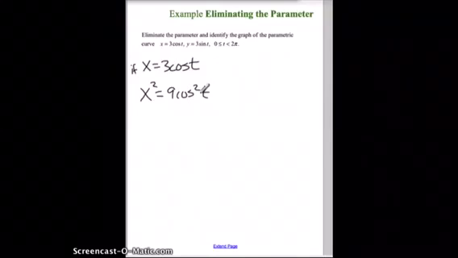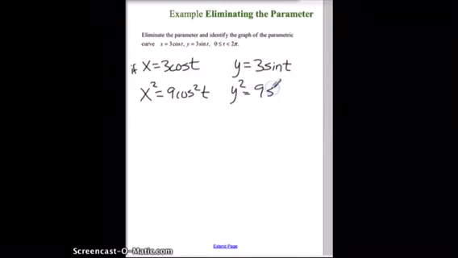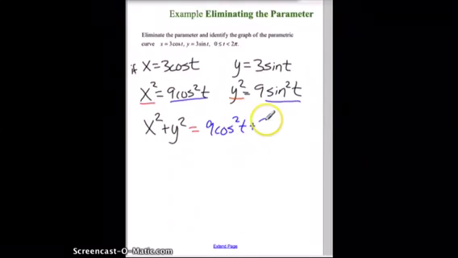Just hold on. Likewise, if y is 3 sine t, I know you can follow this quick little pattern, then y squared equals 9 sine squared t. We're going to try to utilize a trigonometric identity, that sine squared plus cosine squared identity, and you'll have to create that sometimes in problems like this. So x squared plus y squared, if I want to add x squared to y squared, well then that's going to equal 9 cosine squared t plus 9 sine squared t.